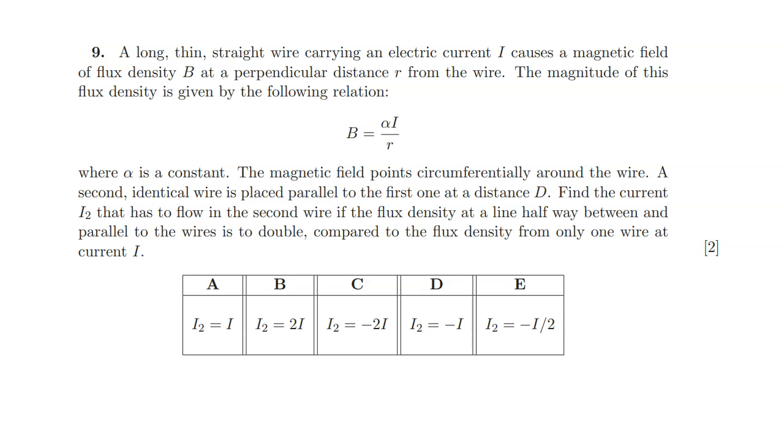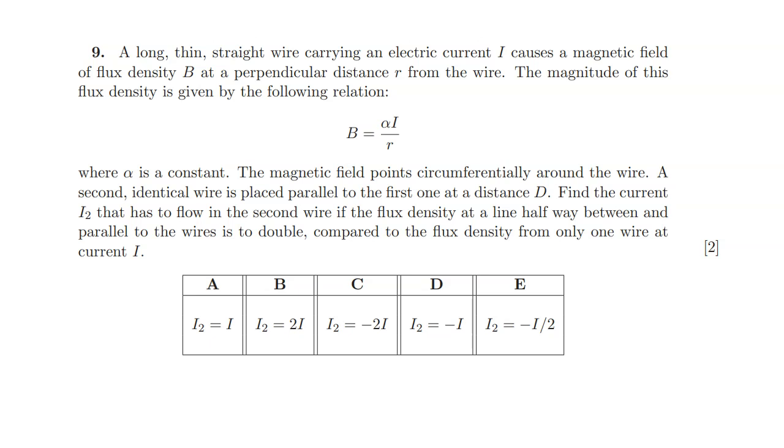Question 9. A long, thin, straight wire carrying an electric current I causes a magnetic field of flux density B at a perpendicular distance r from the wire. The magnitude of this flux density is given by the following relation: B equals alpha I over r, where alpha is a constant. The magnetic field points circumferentially around the wire.